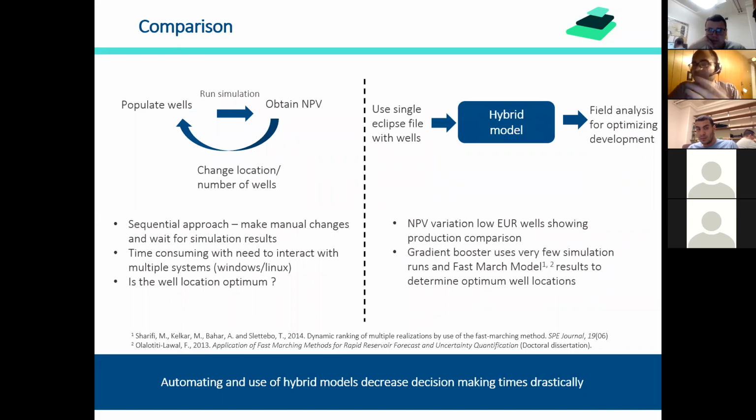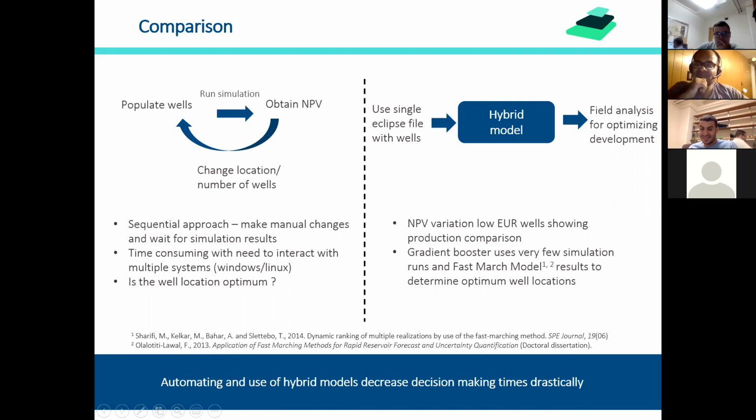It turns out there is, and we do that through the creation of a hybrid model approach. What I have on this slide is a comparison of how it's typically done right now. We do a sequential approach. We make some manual changes and wait for simulation results. Obviously, it's time consuming, and as I said, even if you think you have the optimum, you don't really know, because you've not scanned the entire solution space. You're restricted by the time aspect there.